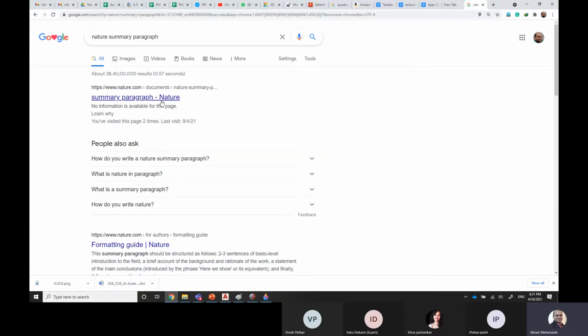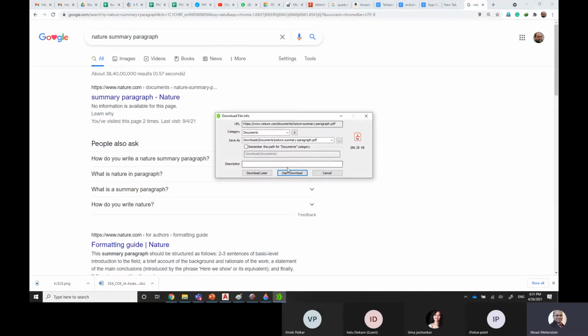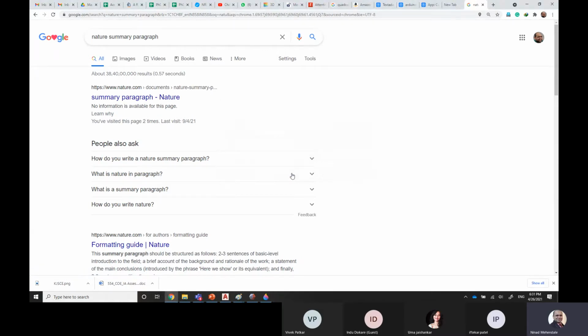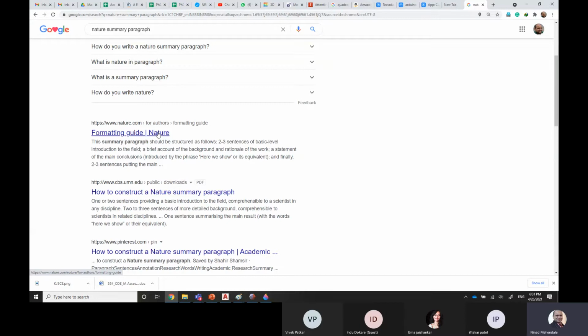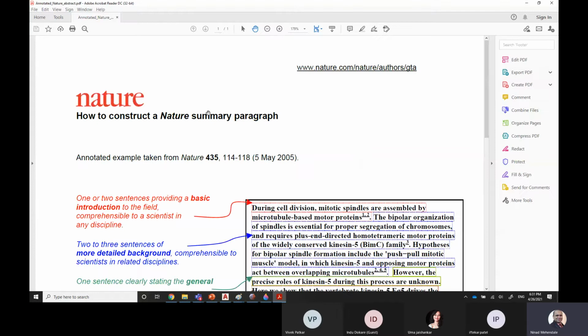So Nature is the best publication house available, and they have given us summary paragraph guidelines. That is how to write an abstract. Now, this abstract or summary is applicable for your thesis as well as manuscript as well as review paper. So irrespective of what you do, you have to understand this Nature summary paragraph document. Now, let me just open a PDF. It was already downloaded on my machine.